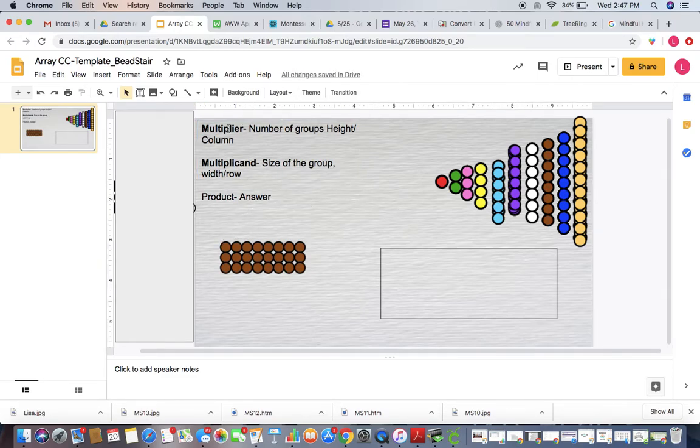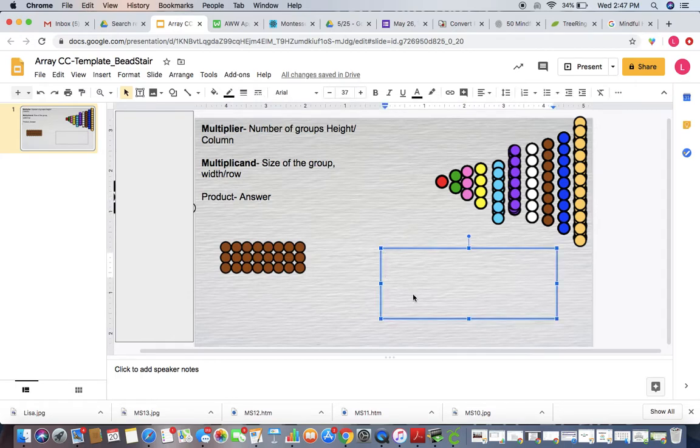So knowing these terms is key. The multiplier is the number of groups we have, or the height. And we have 1, 2, 3, or 1 group, 2 groups, 3 groups. And the multiplicand is the size of the group. Our group size is the bead bar. The bead bar is 8. So we're going to develop a multiplication sentence based on this. We have our 8 bead bar, that's our multiplicand, and we have taken it 3 times. That's our multiplier, and we need to know what is 8 times 3.